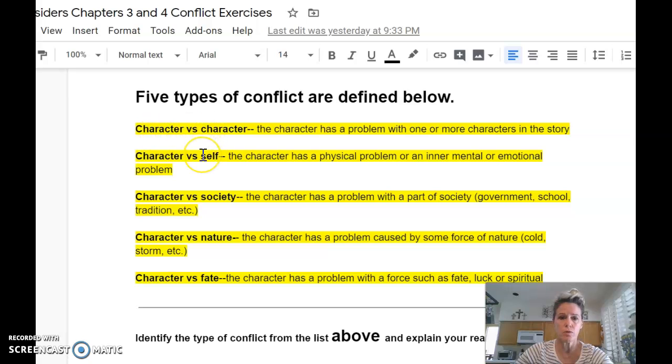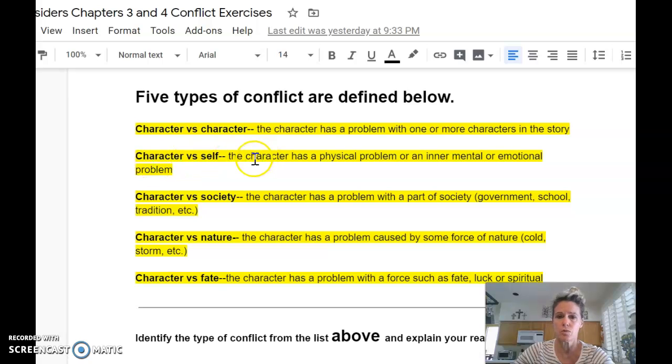Just to kind of go over this with you for a moment, when you have character versus character, that's 2 characters battling each other. That can be mano-a-mano, like an actual fight, or it can be emotionally, anything like that. But if 2 characters are going against each other, yelling at each other, anything like that, that's what character versus character looks like. And by the way, I know that you've done these in the past. I'm hoping that this is kind of more of a review.